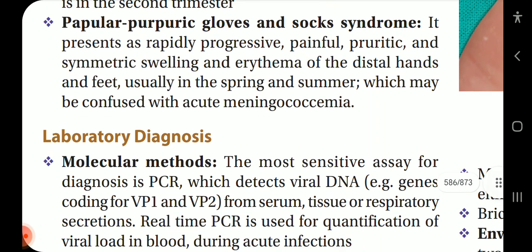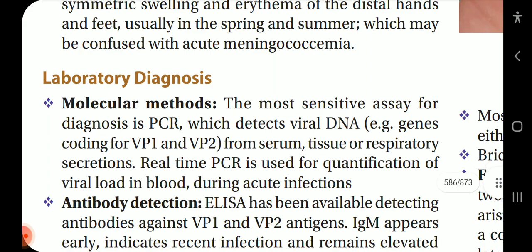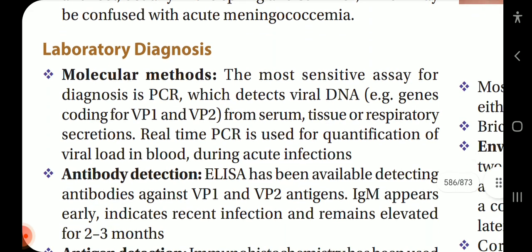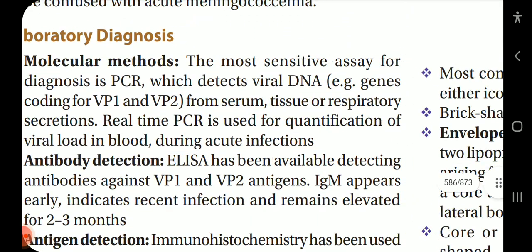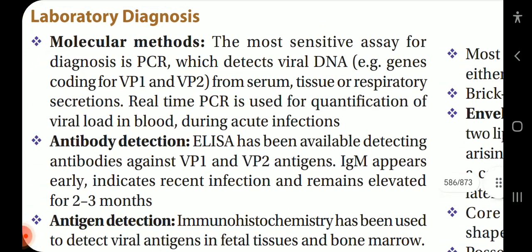Papular purpuric glove and sock syndrome. It presents as rapidly progressive, painful, pruritic, symmetric swelling and erythema of the distal hands and feet, usually in the spring and summer, which may be confused with acute meningococcemia. Now, laboratory diagnosis. Molecular methods.